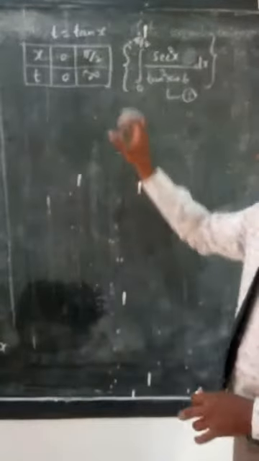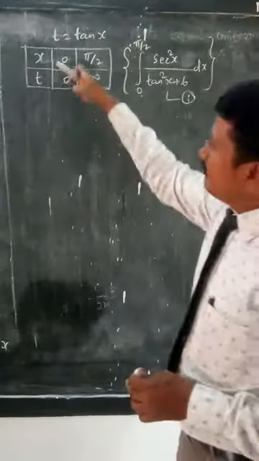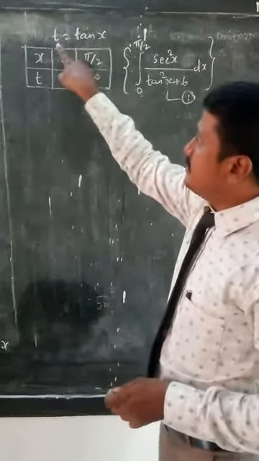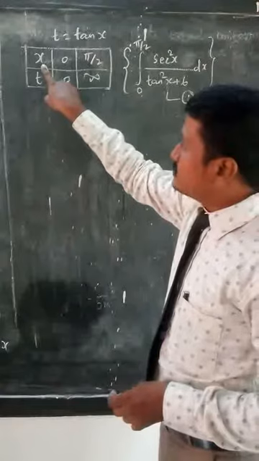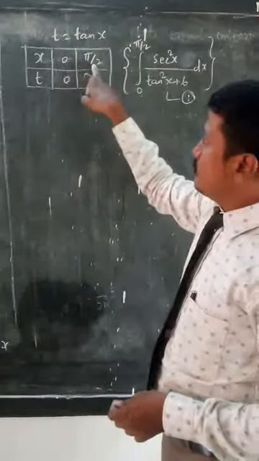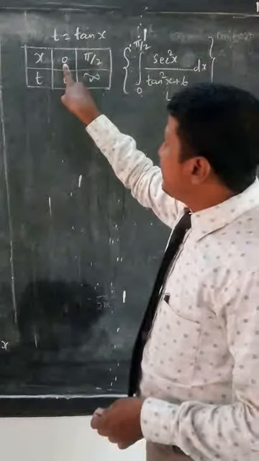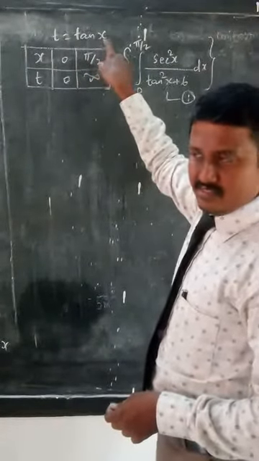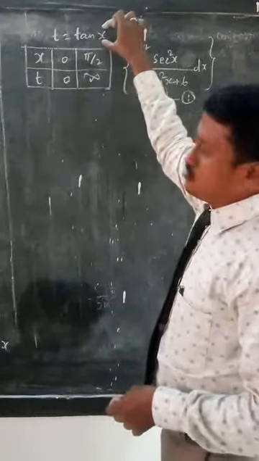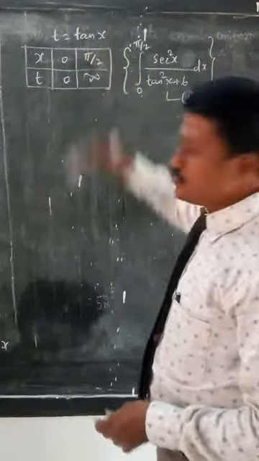As I said, I have to convert the limit from x to t. This is the substitution we have taken, t is equal to tan x. If you see the integration, the limit for x is 0 to pi by 2. We need to find the limit of t. So I put x equal to 0 in this equation: tan 0 is 0. And tan pi by 2, tan 90, value is infinity, right? So we converted the limit from x to t.